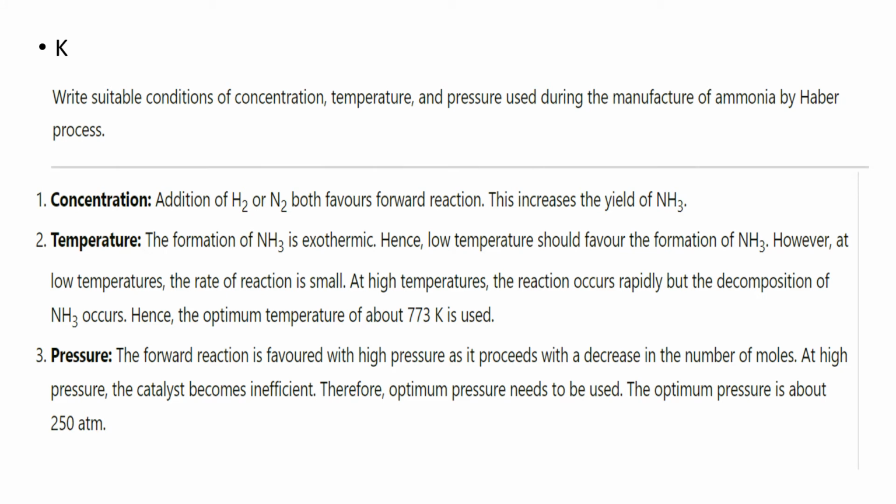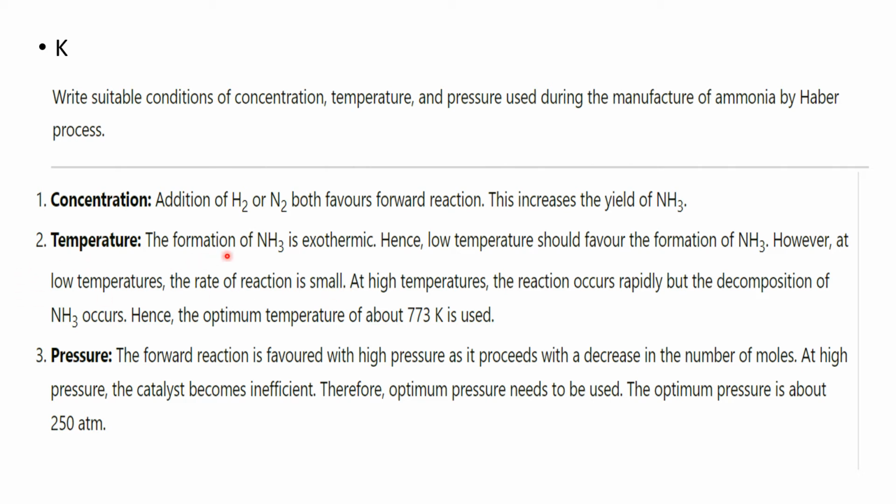Question K. Write suitable condition of concentration, temperature and pressure used during the manufacture of ammonia by Haber process. Answer. Concentration. Addition of hydrogen or nitrogen or both favors forward reaction. This increases the yield of ammonia.